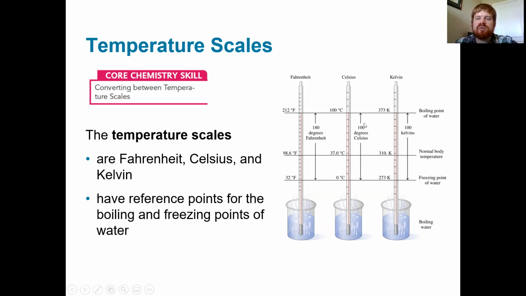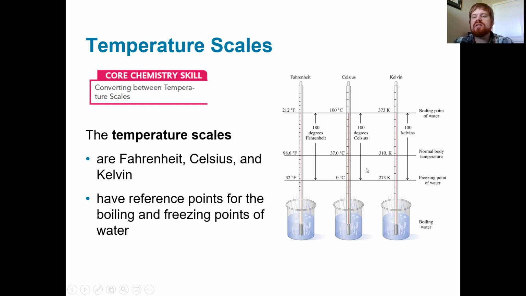So Celsius, again, this is the one that we're going to use in lab a lot more. The boiling point of water is defined as 100 degrees Celsius. The freezing point of water is defined as 0 degrees Celsius. Then our normal body temperature in this scale turns out to be 37 degrees Celsius. So it kind of gives you the same idea.